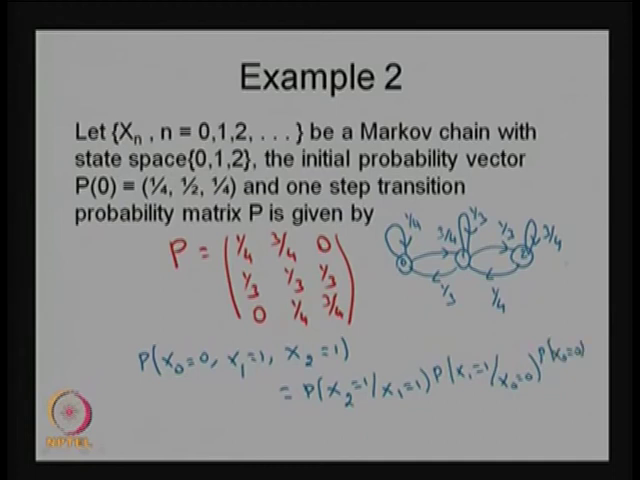So, the first term is nothing but the one step transition of the system moving from 1 to 1, and this is nothing but the system moving from the state 0 to 1, and this is the initial probability; you take it from the initial probability vector, X0 equal to 0.